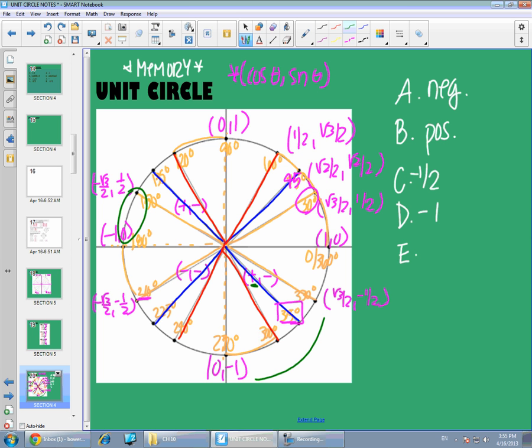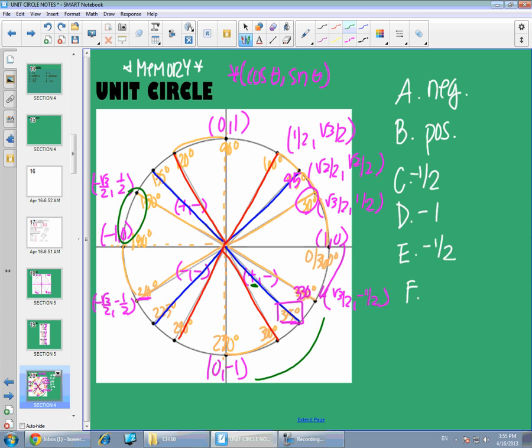Example E says sine of negative 30. So remember that negatives go down, or they go backwards. So negative 30 winds me right here at 330. The sine here, this is an orange one, so the sine is the y-coordinate, which is a half, but because I'm in the fourth quadrant, the sign is negative, so this should be negative 1/2.